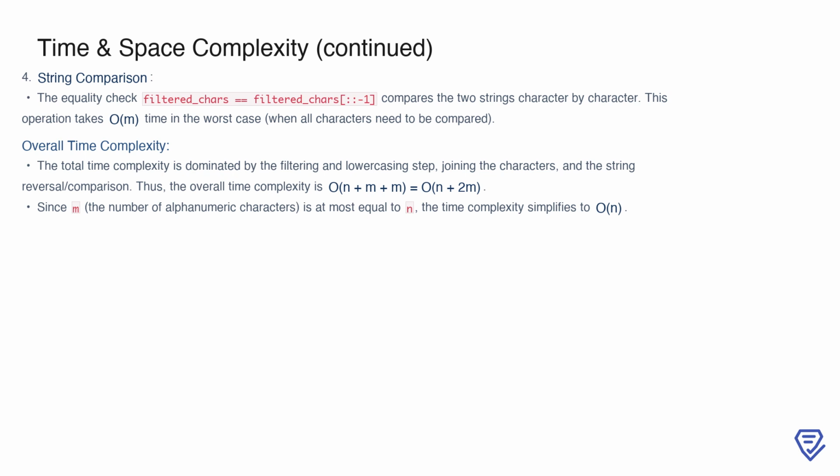After filtering, joining, and reversing the string, the final step is the string comparison. Here, the function compares the original filtered string with its reversed version using the == operator. This operation compares the strings character by character, taking O(m) time in the worst-case scenario where all characters need to be checked. Combining all these operations, the total time complexity is the sum of O(n) for filtering and lowercasing, O(n) for joining, and O(m) for both reversing and comparison. This simplifies to O(n) plus 2m.